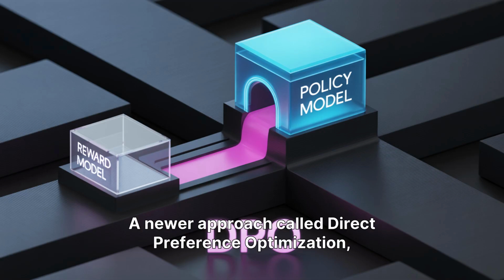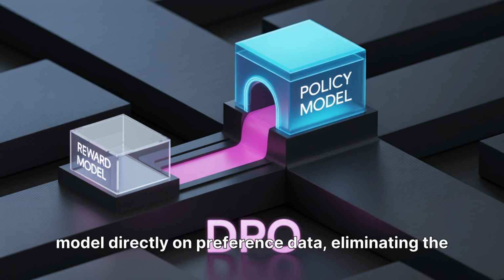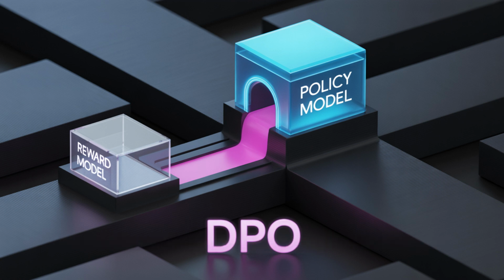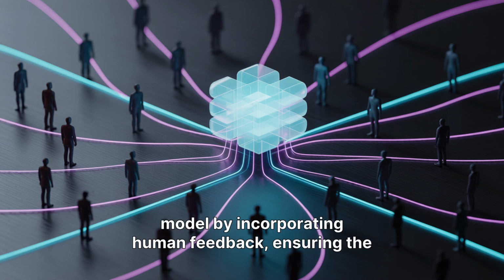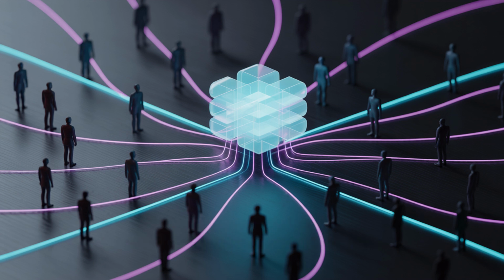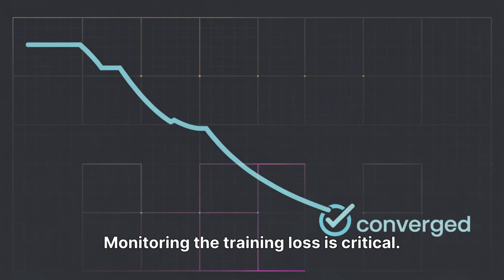A newer approach called Direct Preference Optimization, or DPO, simplifies this by optimizing the model directly on preference data, eliminating the need for a separate reward model. Alignment techniques like RLHF further refine the model by incorporating human feedback, ensuring the model's outputs are helpful, honest, and harmless. Monitoring the training loss is critical.